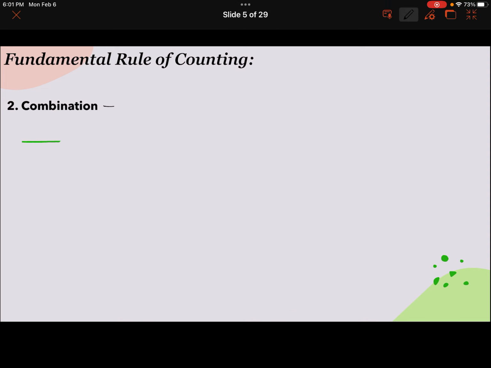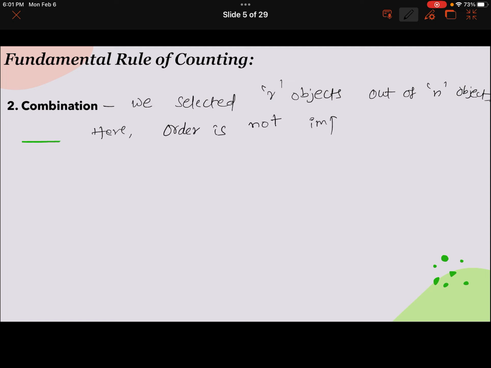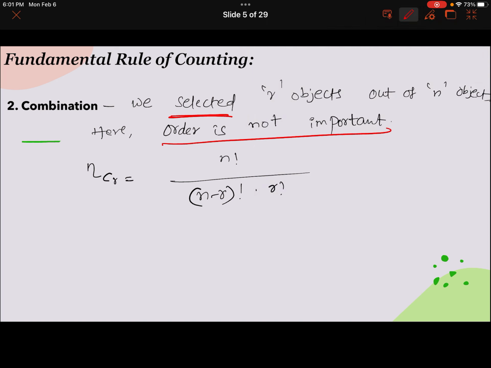Combination. Combination is a rule of counting where we select r objects out of n objects. Here, the order is not important. The basic formula is nCr equals n factorial divided by n minus r factorial into r factorial. The key terms here are selection, and order is not important.